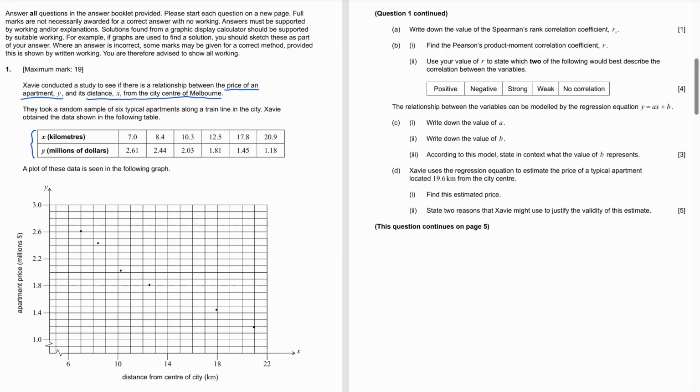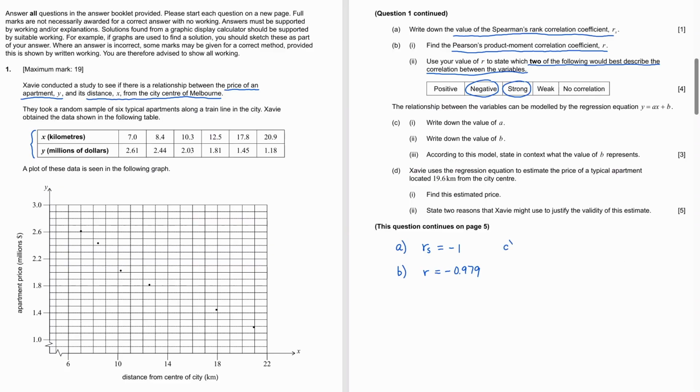For part A, we need the Spearman's rank correlation coefficient. The calculator gives r equals -1. We also find the Pearson's product moment correlation coefficient r, which is -0.979. The best two words to describe this correlation are negative and strong.